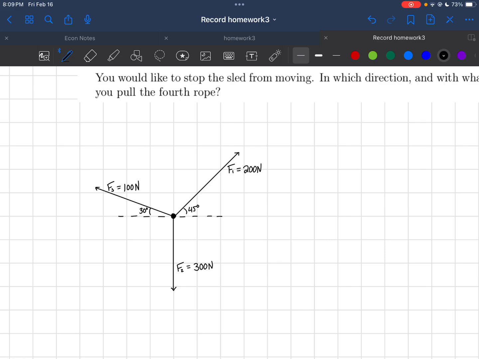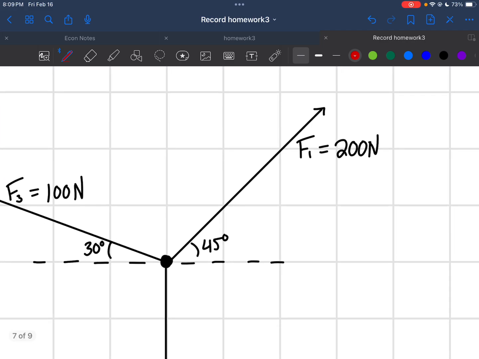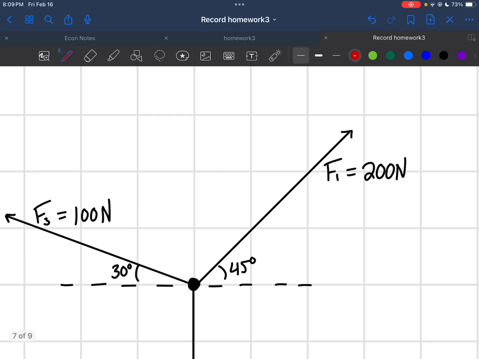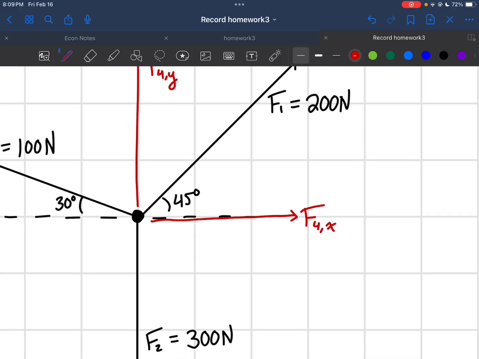We're trying to stop the sled from moving, which means we have to apply a force in some direction. I don't know what direction that is, but it could have an X component and a Y component, so I'm just going to draw those in. I'm going to say that this is my fourth force. This is just the Y component of it, and this is also part of that fourth force, the X component of it.